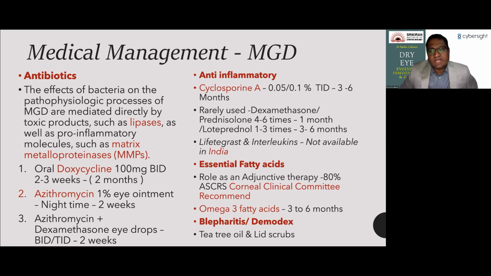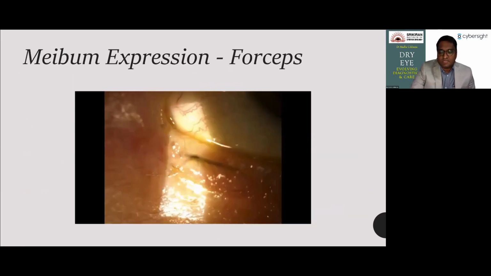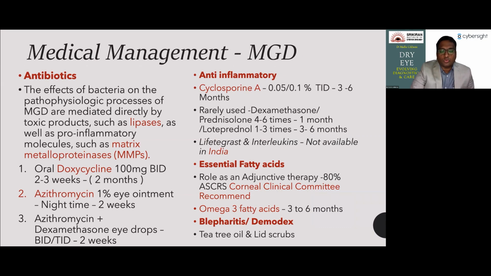So coming broadly to the medical management of meibomian gland disease, antibiotics play a very important role because these antibiotics, especially doxycycline, are known for their anti-MMP activity. Usually in MGD, we give 100 mg BD for 2 to 3 weeks. If the MGD is really bad, there is no harm in prolonging this treatment for 1 to 2 months. Along with this, we also give azithromycin 1% eye ointment at night for 2 weeks. And if inflammation is still persisting, you can add azithromycin-dexamethasone eye drops that are available, BD or TID for 2 weeks, depending upon the severity. So this is about the systemic and topical antibiotics that are preferred for MGD.